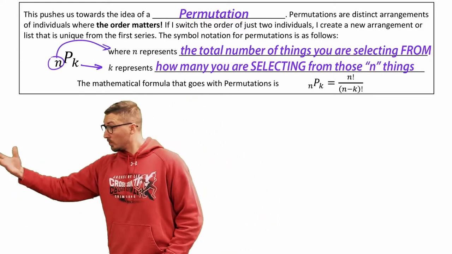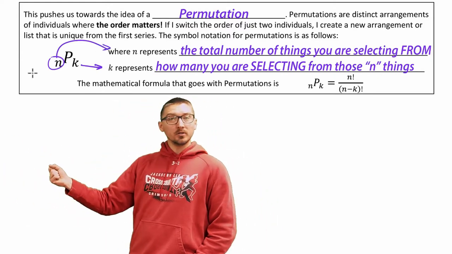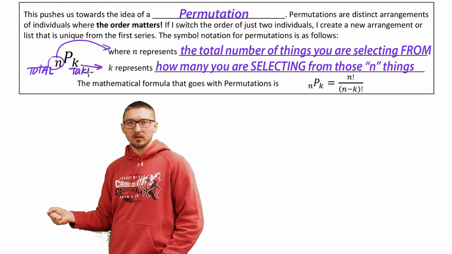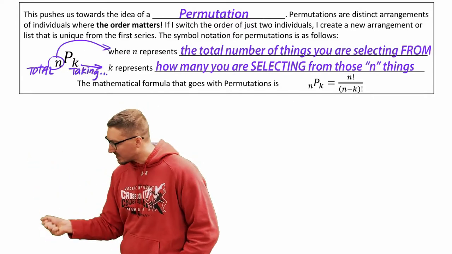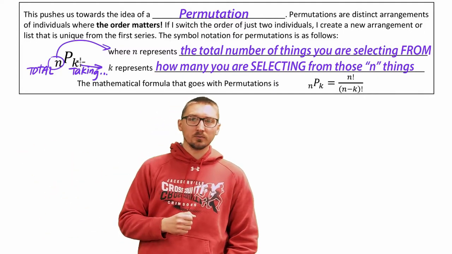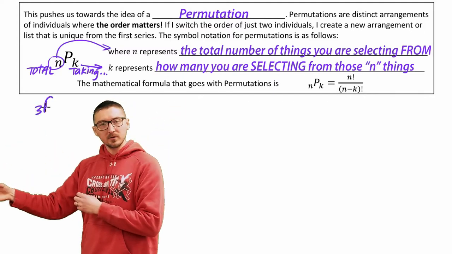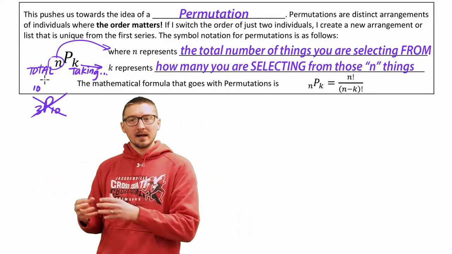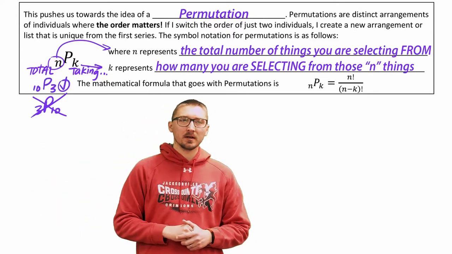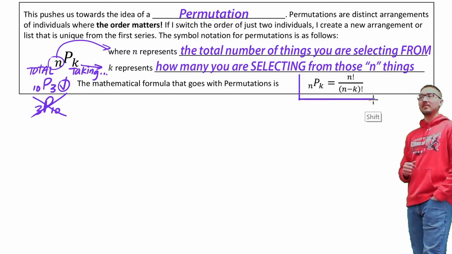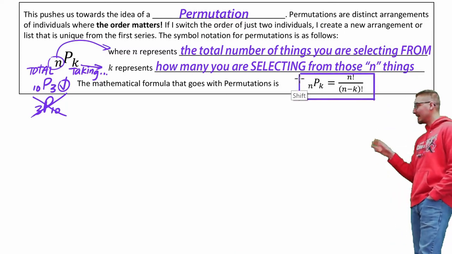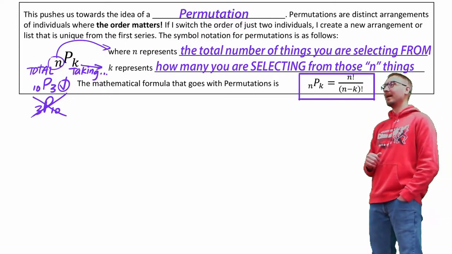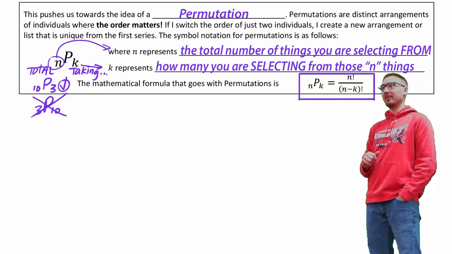So you have this group, and you want to take a permutation of this many objects. Okay, you want to have a distinct arrangement of this many items from that original big group. So it's always going to be the big number first and then the small number second. Okay, your whole group and then k amount of things you're selecting from. And there's a mathematical formula that goes with this idea. So permutation, nPk, is n factorial divided by (n minus k) factorial.